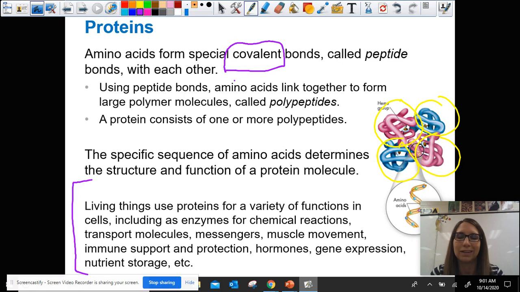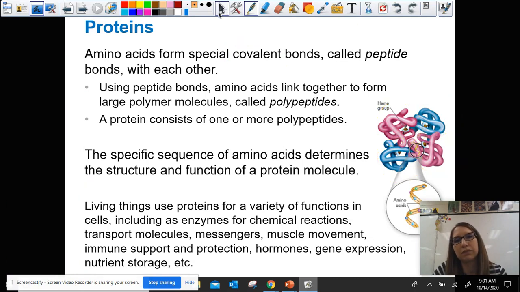But the main takeaway with proteins is to understand that these are what are really doing the work in our cells. So I often say these are the workhorses of our cells. Anything that needs to be done, I can guarantee is going to be done by a protein. Okay, so these are super important in that way.